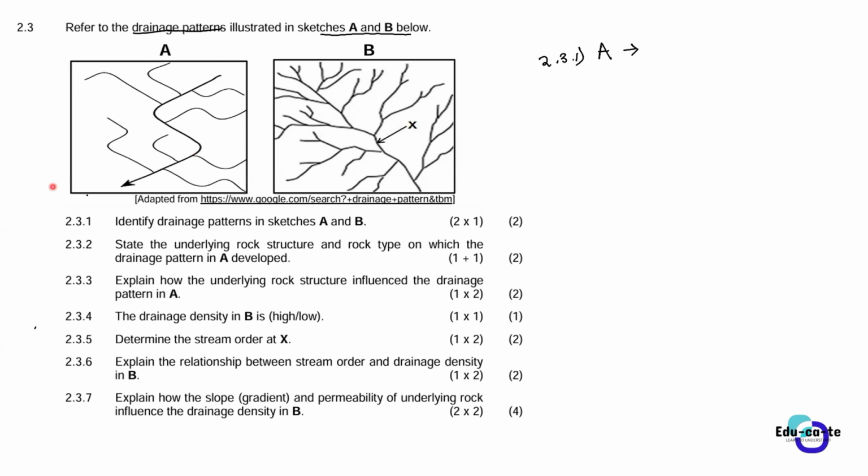Yes, Lelo? A is rectangular. Do you all agree with Lelo? Is A rectangular? Yes. It's rectangular, guys. It's not a trellis one. You can see that the stream is bending within itself, all right? And then what about B? Yes, Kokezo. Okay, so B is dendritic. Yes, it's dendritic, a dendritic drainage pattern.